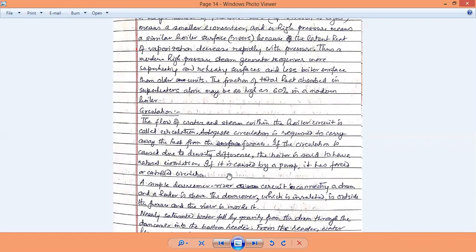Now, a simple demonstrator. A simple downcomer riser circuit is connecting a drum and a boiler, as shown.